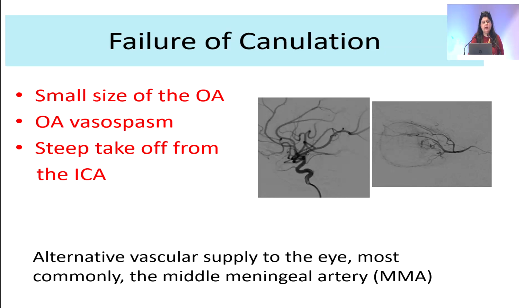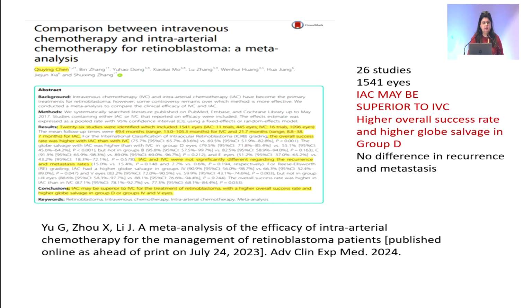Then again, these are very small kids, so this ophthalmic artery is anyway small in size, and then there can be vasospasm at the time of the procedure. There can be a steep takeoff from the internal carotid artery. So all these are challenges that the team may encounter at the time of the procedure.